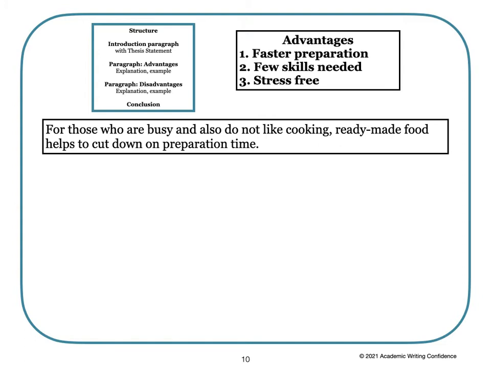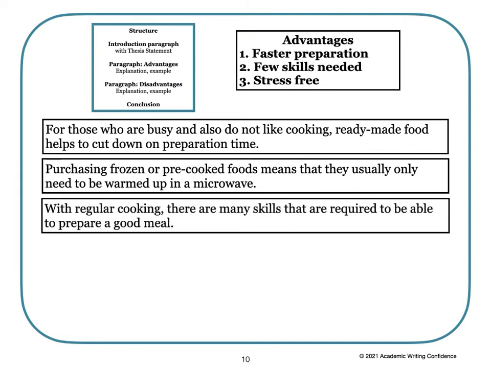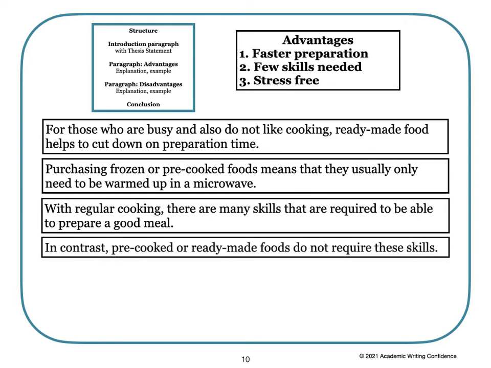Next, you can write a sentence that explains how it can save time. Purchasing frozen or pre-cooked foods means that they usually only need to be warmed up in the microwave. Now we need to write about your idea that few skills are needed. With regular cooking, there are many skills that are required to be able to prepare a good meal. In contrast, pre-cooked or ready-made foods do not require these skills.